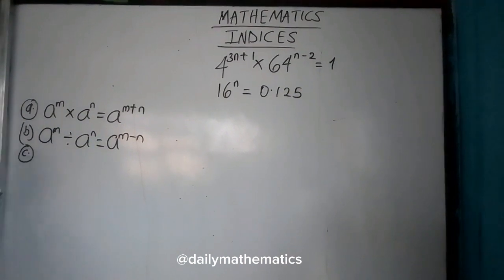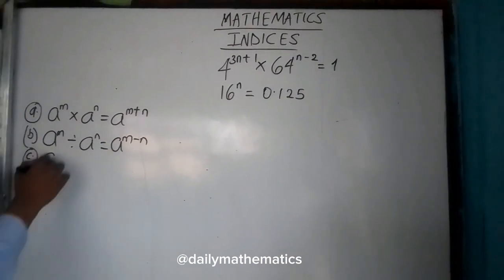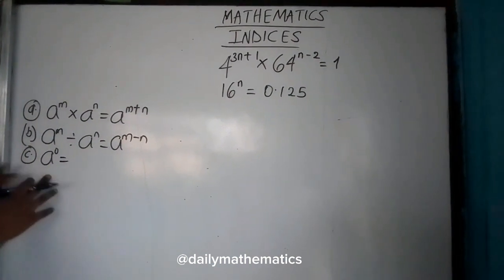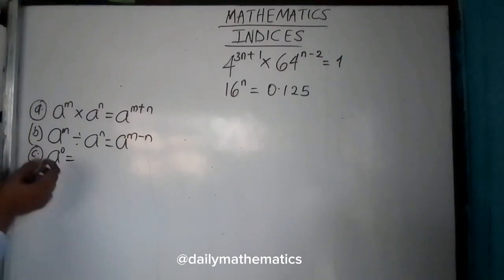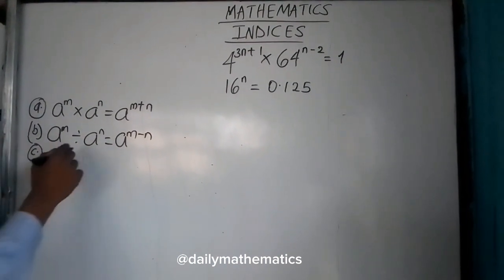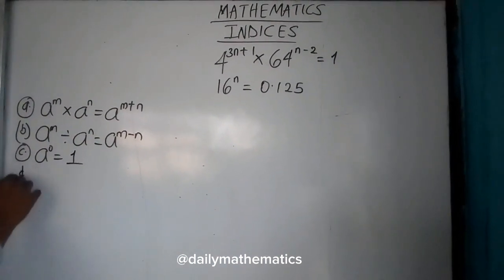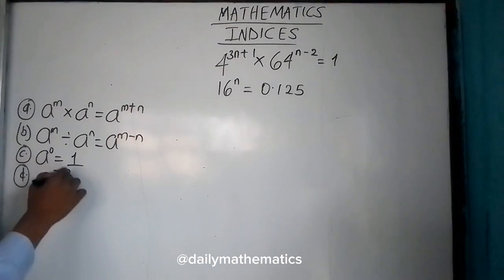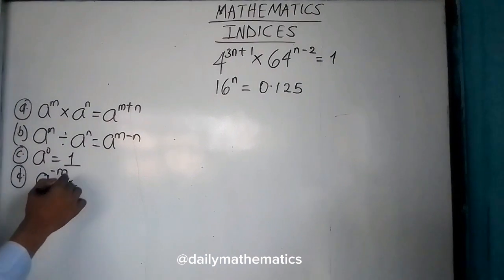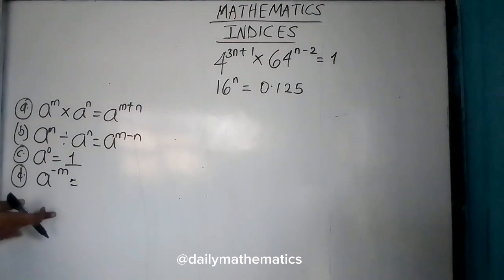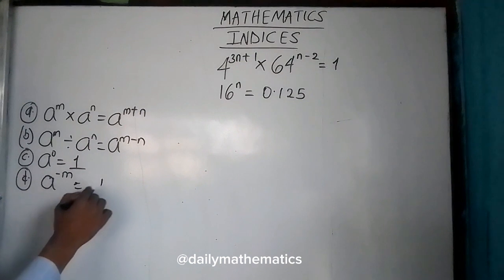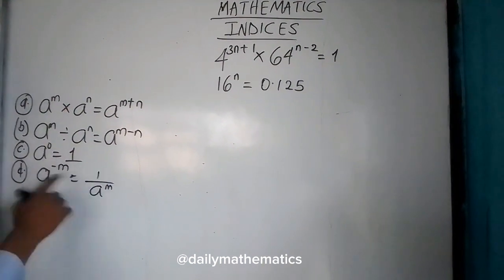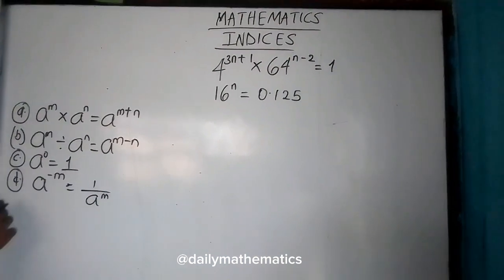The next law is a raised to the power 0. What do we do when we have a number raised to the power of 0? Any number raised to the power of 0, according to the law of indices, is equal to 1. The next law is when we have a raised to the power minus m. What happens then? The minus changes to 1 over, and we have a raised to the power m.